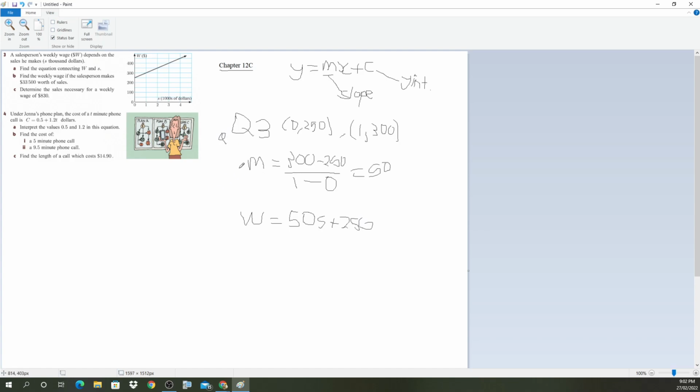All right, part B. Find the weekly wage of the person. So we're finding W. So W is the unknown. Now, there's a little bit of confusion with that part. If the salesperson makes $33,500 in sales, you've actually got to change that into S. So it relates to S, but you see, S is not 33, like it's not in the tens of thousands. What is it in? It's in like 1, 2, 3, 4.